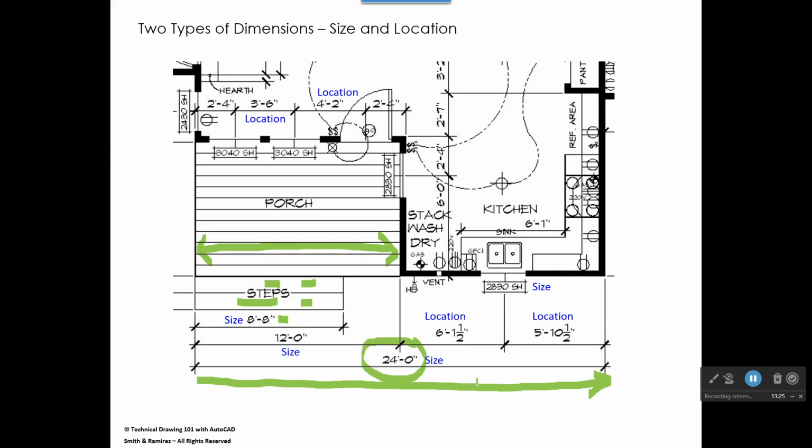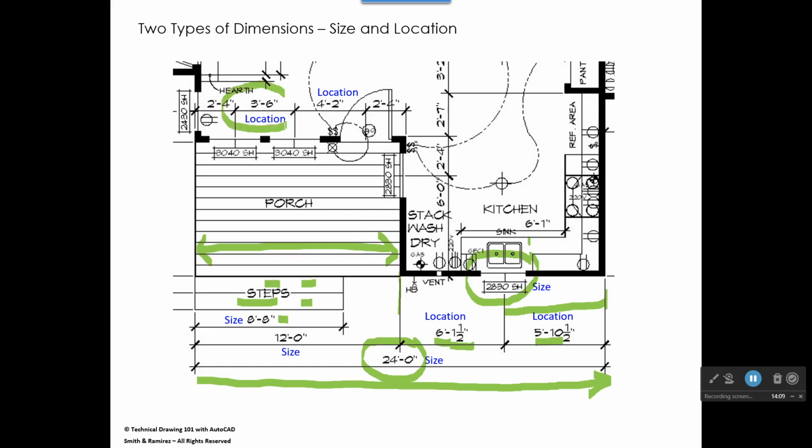All right. Now, let's look at these dimensions here. We have a window. This is our window right here. And it's 2 feet, 8 inches wide. It's a 2.8 by 3.0. 3.0 means how tall the window is, which we can't see in the floor plan, but we can see that in the elevation. It's 3 feet, 0 inches tall, 2 feet 8 by 3 feet 0. All right. The center of that window, if we measure from the framing right here, is 6 feet, 1 1/2 inches to the center. And then from the framing on this side to the center of that window is 5 feet, 10 1/2 inches. So that's an example of a location dimension versus a size dimension.